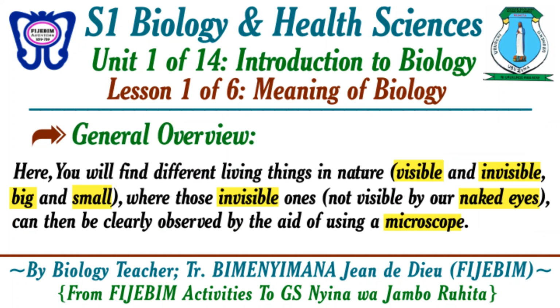Let's now go to lesson number 1, meaning of biology. Here, you will find different living things in nature. Some of them are visible, others are invisible. Some of them are big, others are small. If we say invisible, it means they are not able to be observed by our naked eyes. Naked eyes are our normal eyes without additional materials that enable us to increase the size of something very small so it can be well observed, like the use of a microscope or a hand lens.